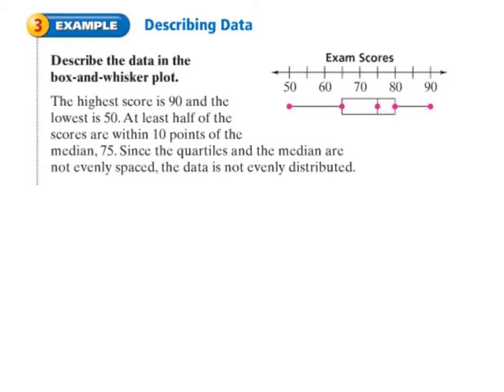Tell me the min, tell me the max, tell me the median score, tell me half the scores fall, and then give me the numbers for the box. Again, in this case, 65 to 80. That's what I'm looking for. You might also mention how the median is a little bit to the right of the box. If it was dead center in the middle of the box, you'd say, oh, it's evenly distributed. But it's not, because it's a little bit to the right.